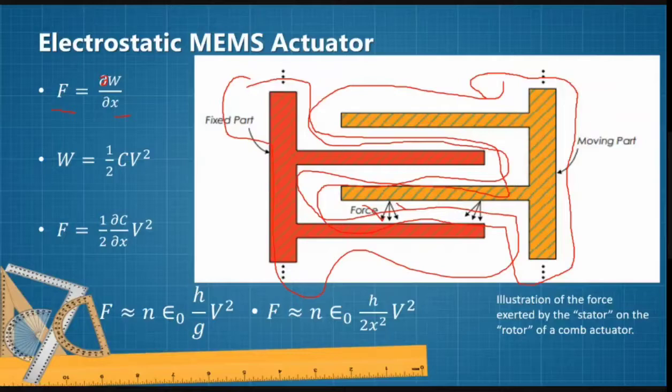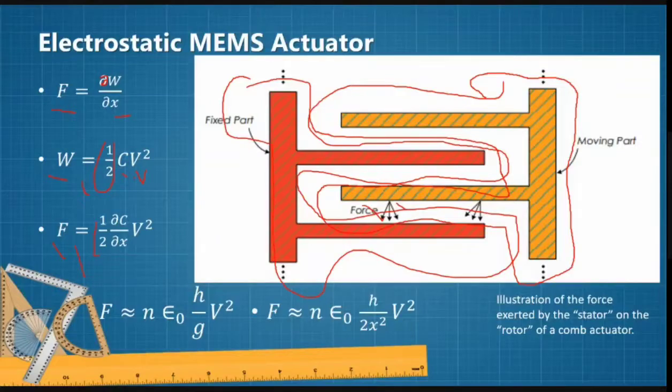Energy in a condenser is given by W equals half dot C dot V square, and the force is therefore proportional to the square of the voltage and to the derivative of the capacity in relation to X. We can compute F equals half dot delta C divided by delta X dot V square.